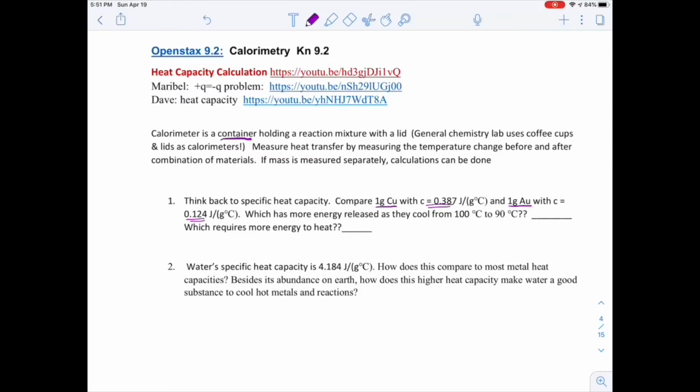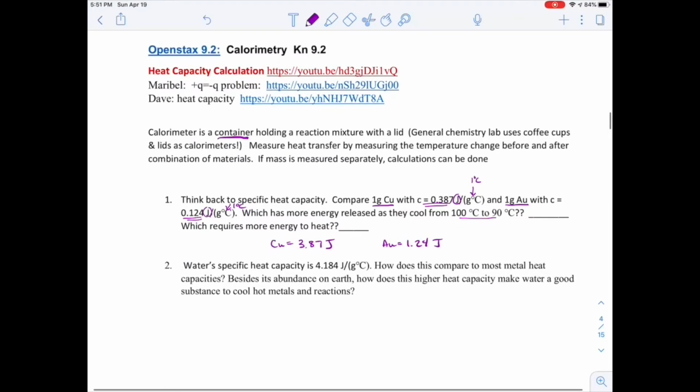That C value for copper means that for every 1 degree Celsius, we have not just 1 joule, we have 0.387 joules released. Then for gold, for every 1 degree, 0.124 joules released. So gold has less energy released per degree Celsius. Our range is 10 degrees. So over the course of 10 degrees, the copper will release 10 times 0.387, or 3.87 joules. And the gold releases 1.24 joules over that 10 degree range.